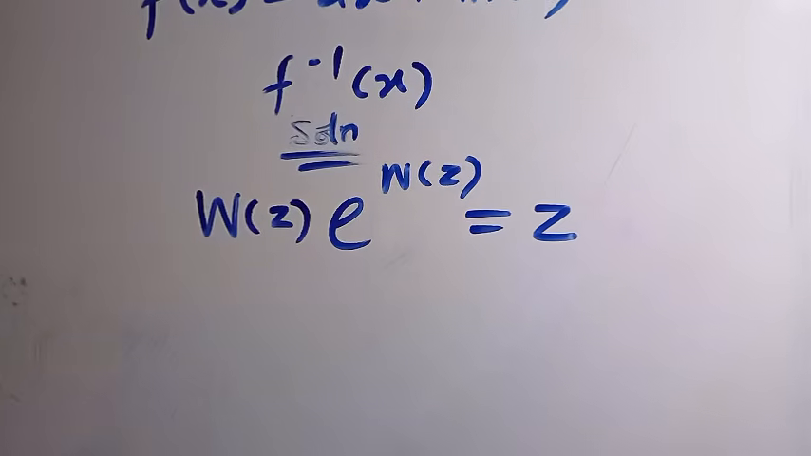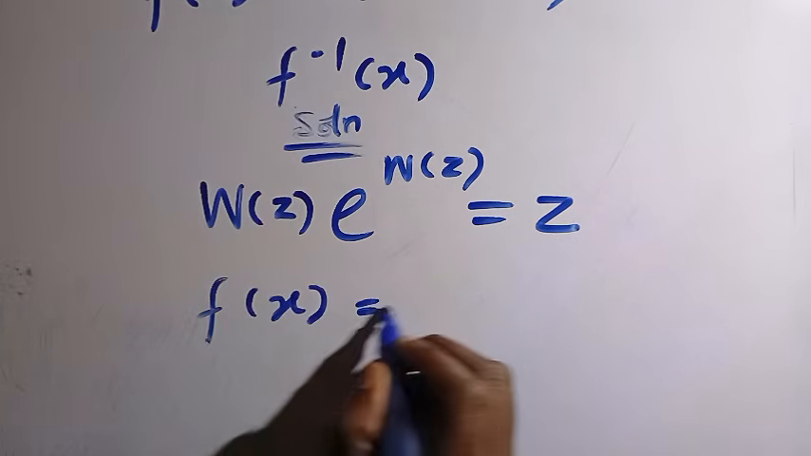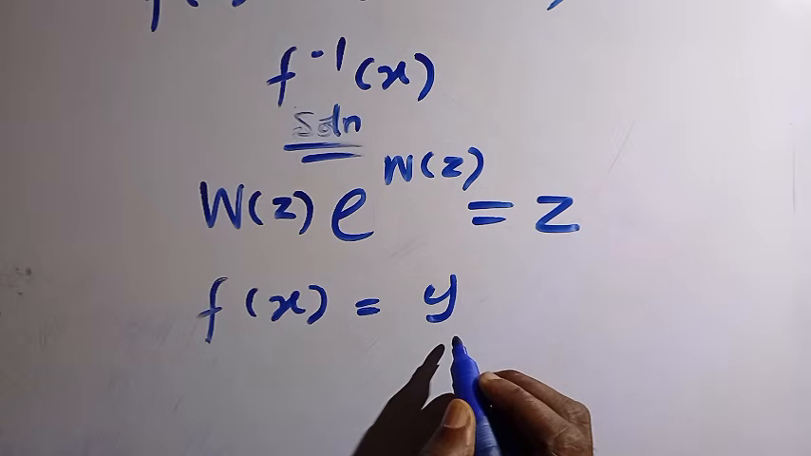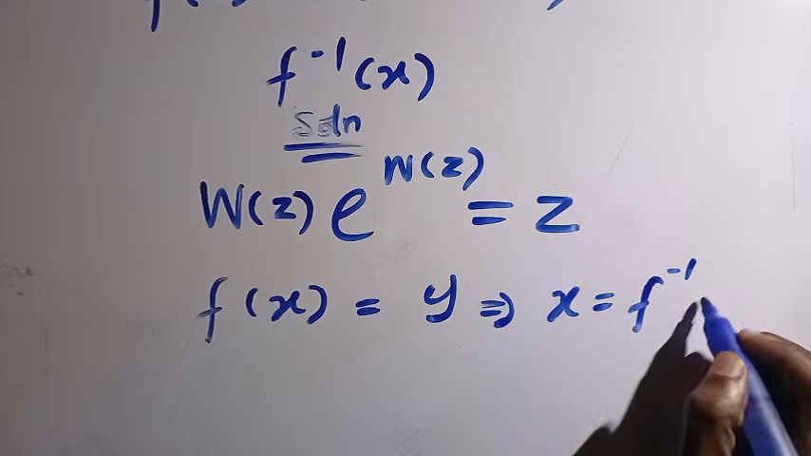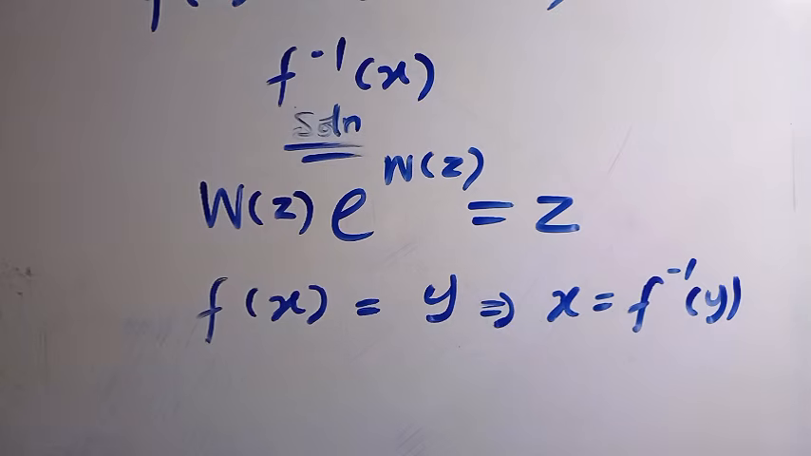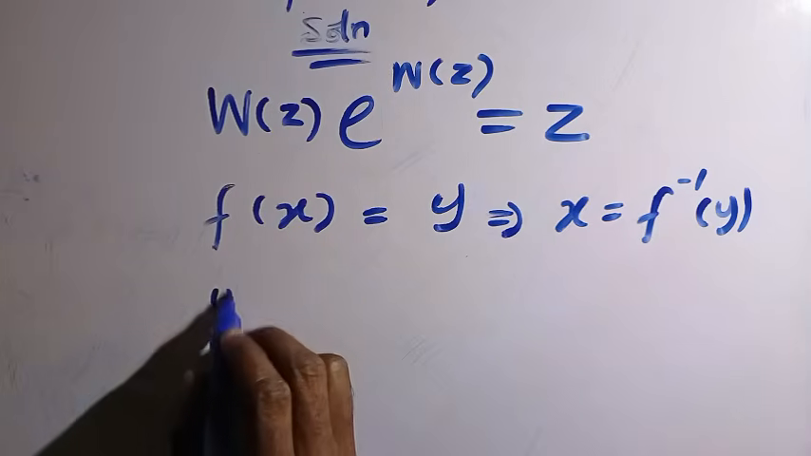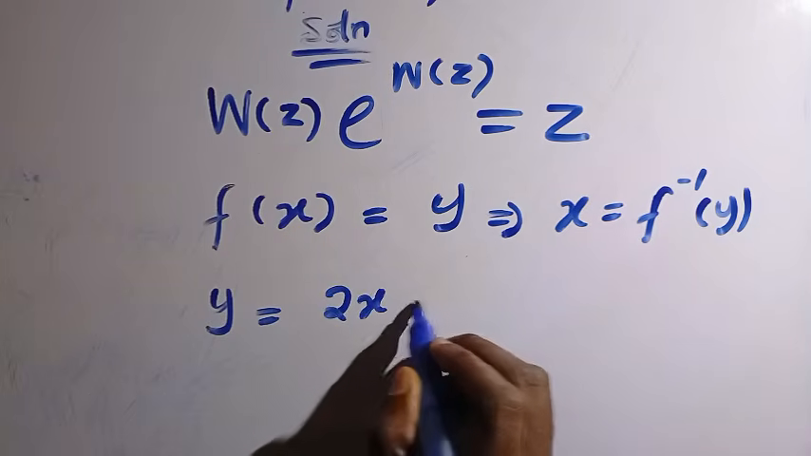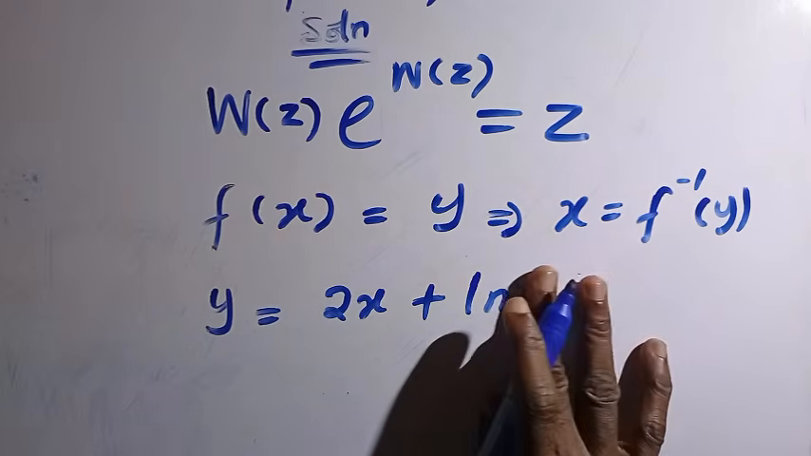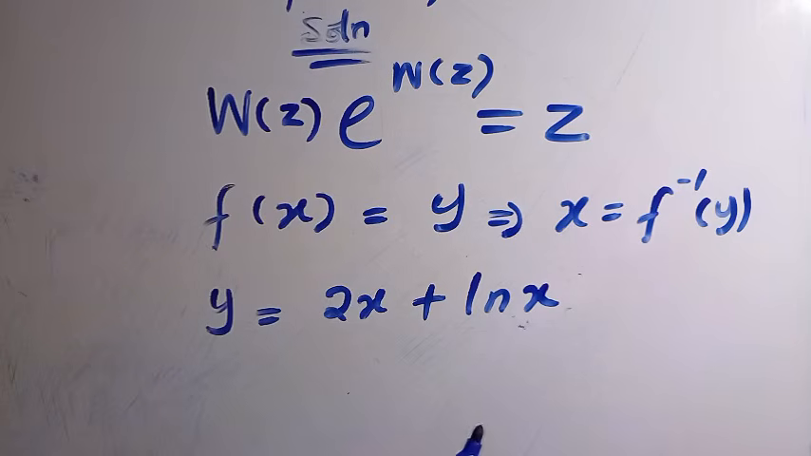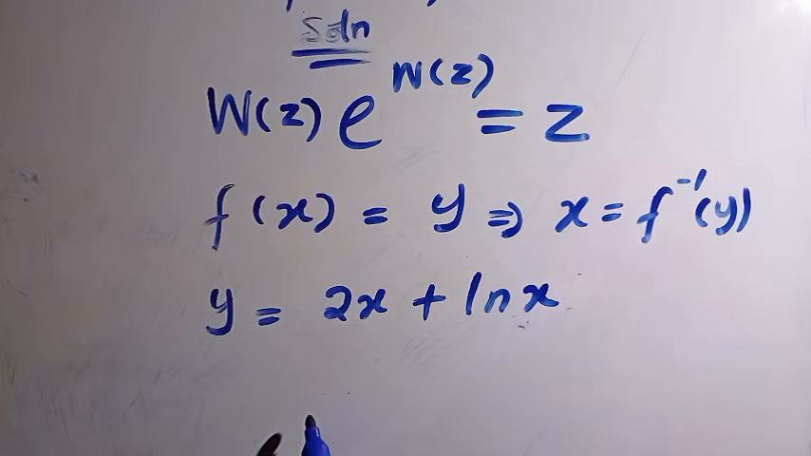So let's dive deeper into solving this. First, we let f of x equal y, and the inverse of this is x equals f inverse of y. Since we let f of x be y, we have y equals 2x plus ln x. Our target is to make x the subject of the formula.